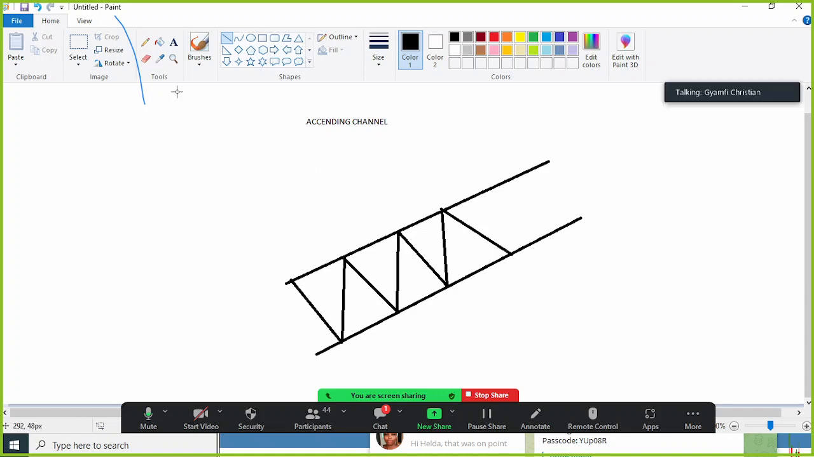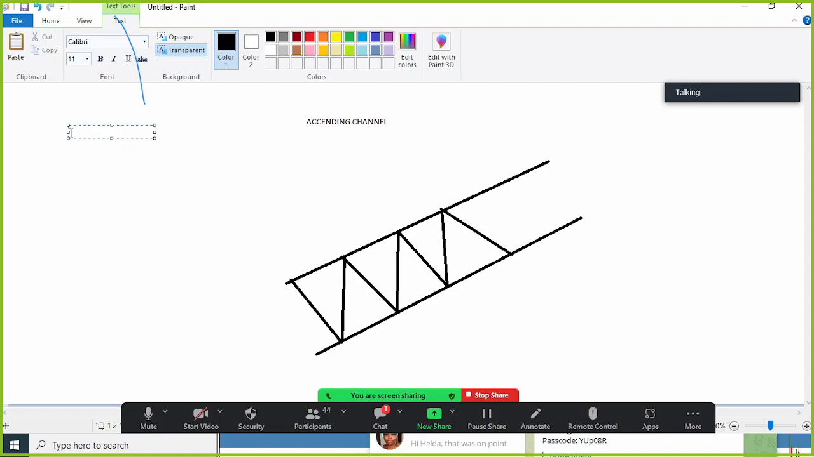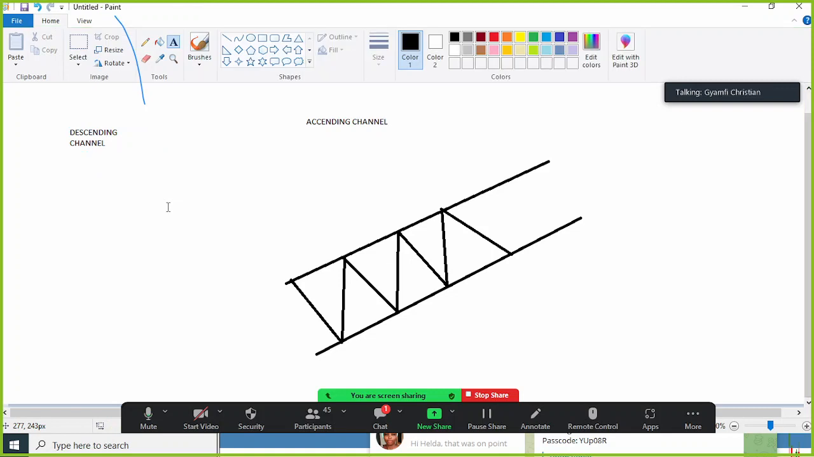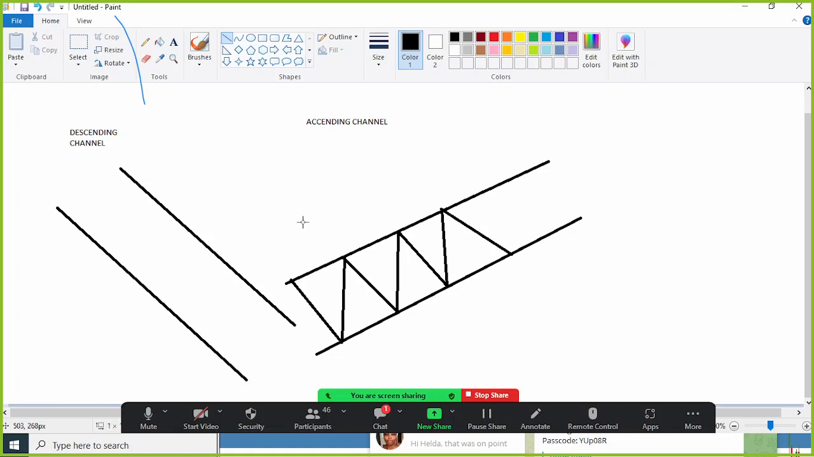So now let's consider the other one, the descending channel. So we have ascending and descending. So ascending is the opposite of descending. If I'm right, let me know. If I'm wrong, let me know. Am I right? Yes, you are. All right. So ascending is the opposite of descending. Either you are going up or you are going down, either you are climbing or you are falling.